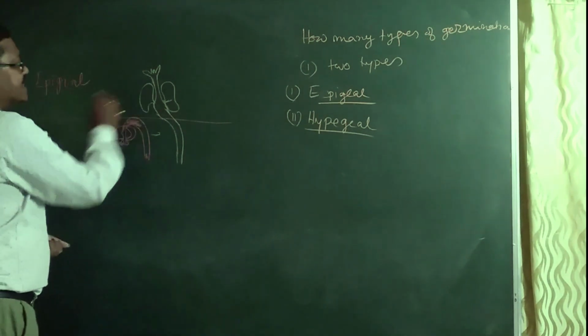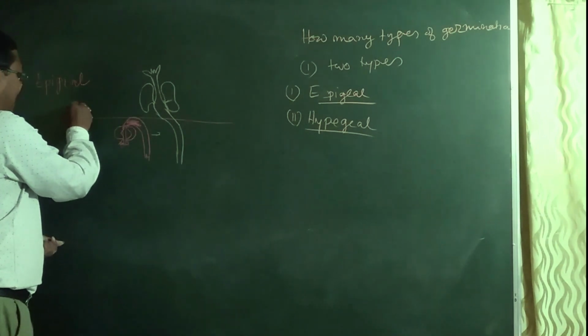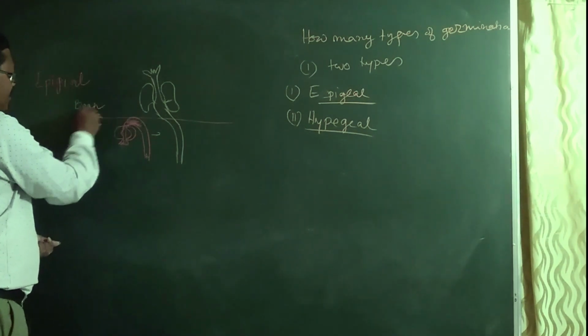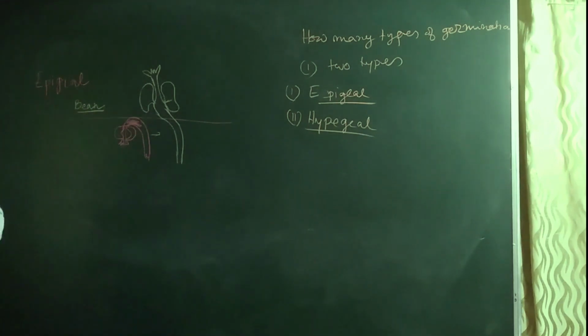Epigeal germination is generally found in the bean plant. It is also found in the tamarind, tetul plant. And hypogeal germination means the whole seed cotyledon remains buried in the soil, but the radicle and plumule both grow equally in both directions. Radicle enters into the soil, plumule enters into the air. Radicle forms the root and the plumule forms the shoot.